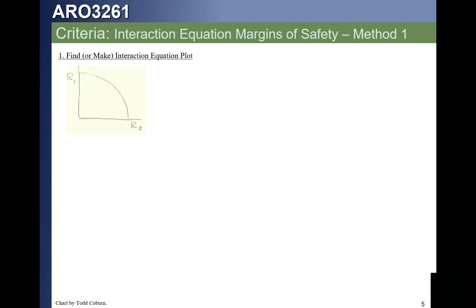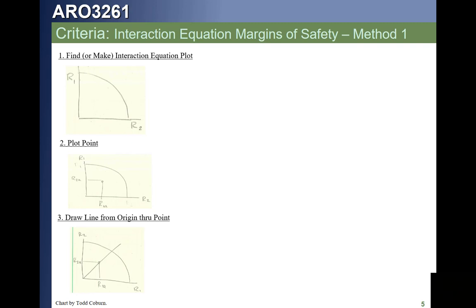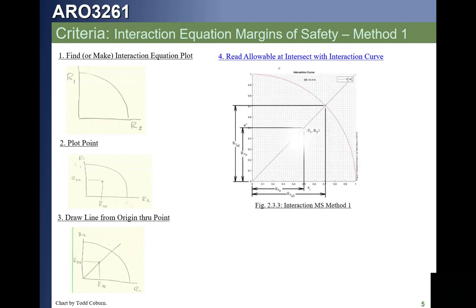If we actually end up having to plot our interaction curve ourselves, meaning we couldn't find it, we would plot R1 versus R2 like this. We would then plot our point like that. We would then draw a line, the load line, from the origin through the point like this. Then we can read what the allowable is at the intersection of that curve, which means we're reading this point, our X allowable and our Y allowable.